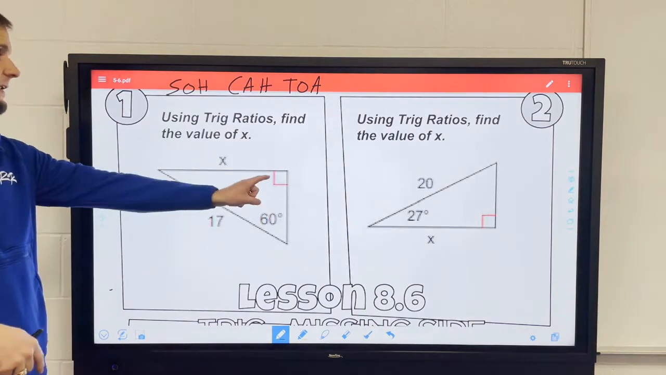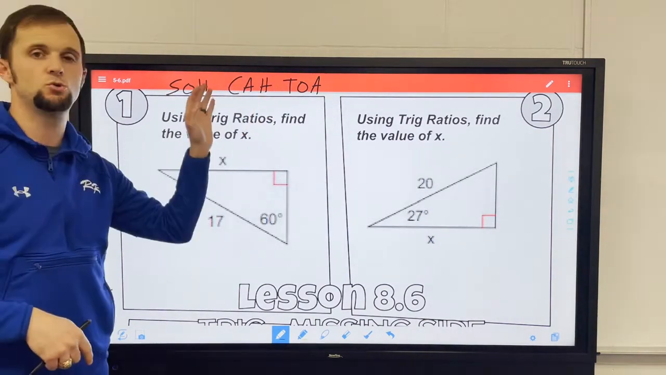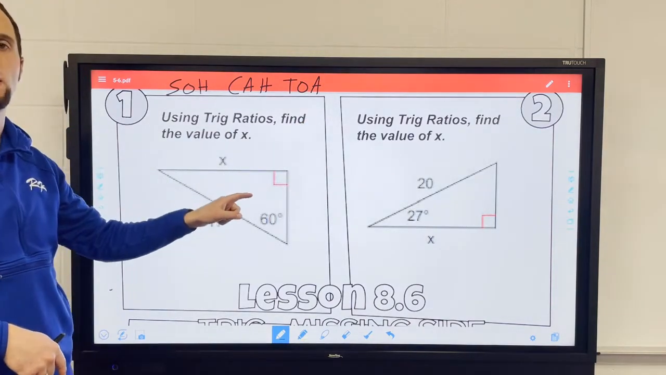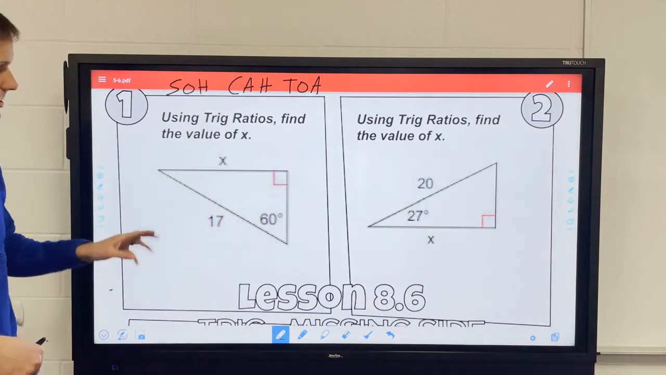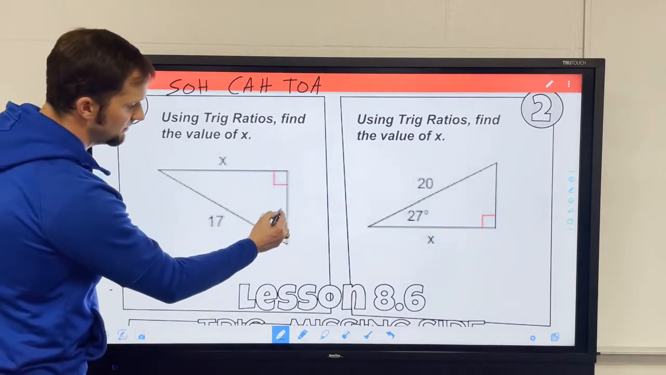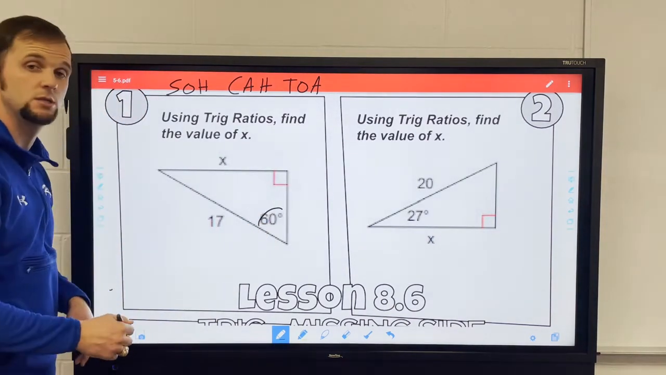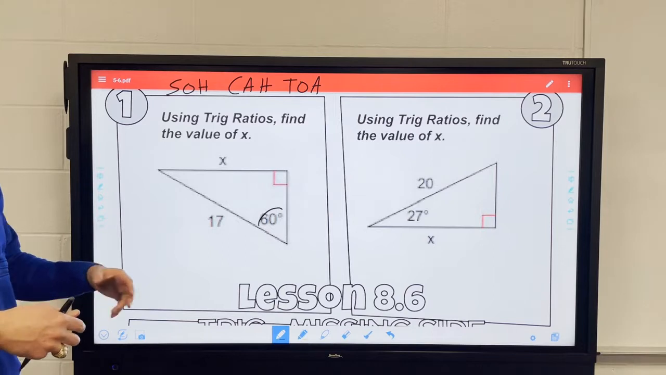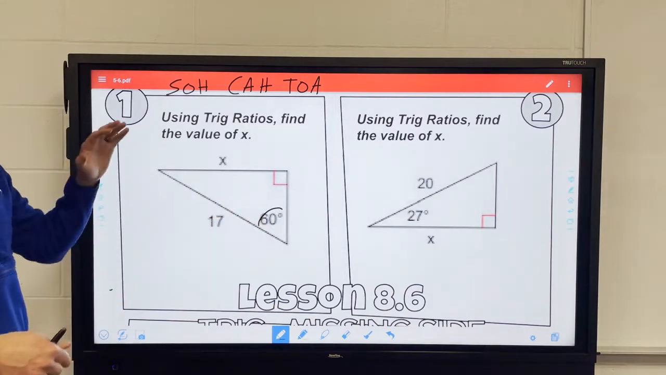So right now I have a 90-degree angle. I'm never going to use these trig ratios from the 90-degree angle. It's always going to be the other two. So right now, if you look, they have given me my 60-degree angle right here, which is going to be known as my reference angle. So that is what I'm going to reference everything from.